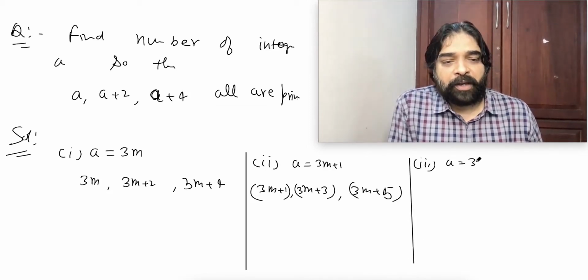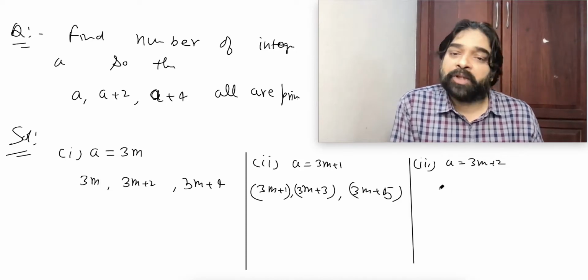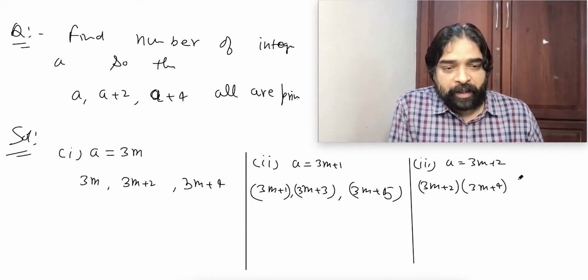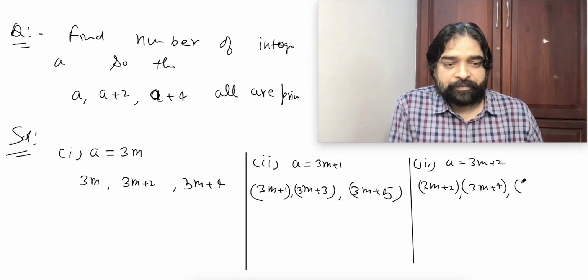Third case, what is the possibility? A equal to 3m plus 2. Put it here: 3m plus 2, 3m plus 4, and 3m plus 6. Let's start.